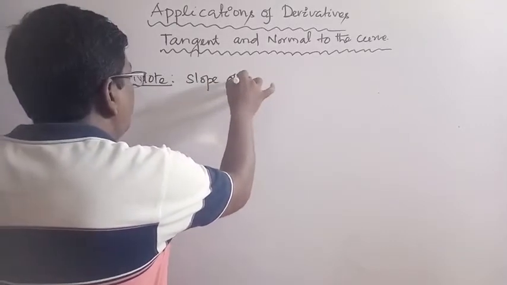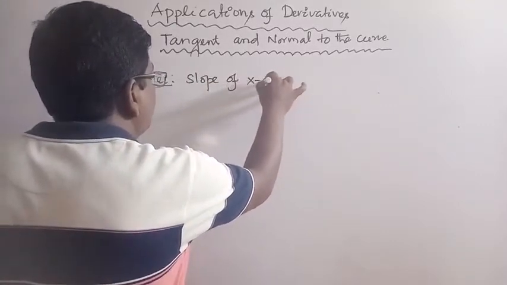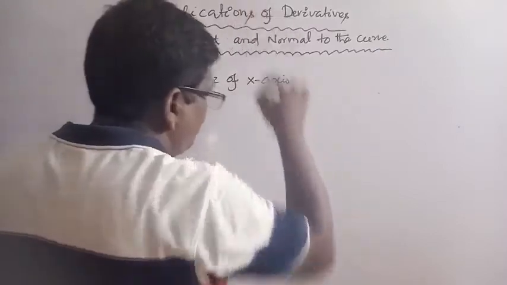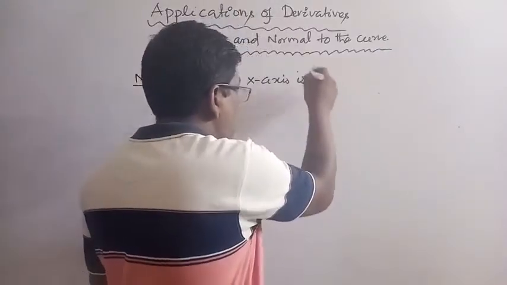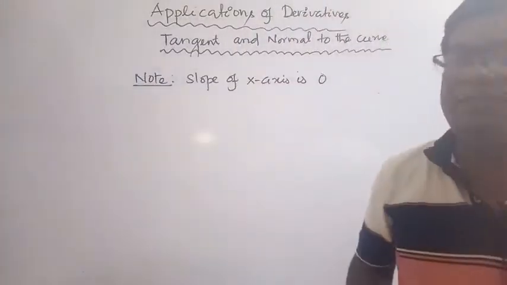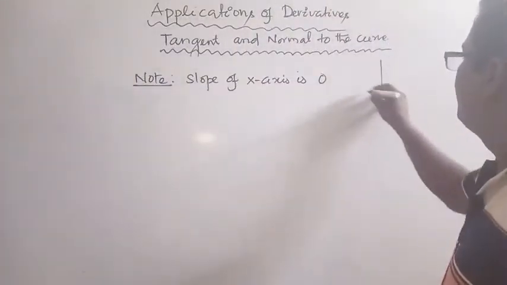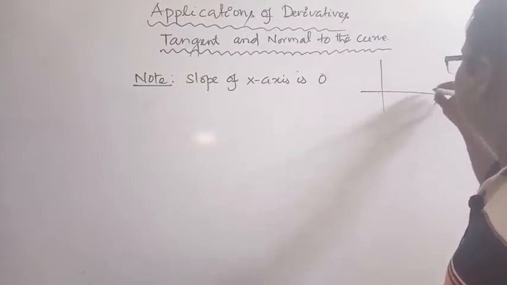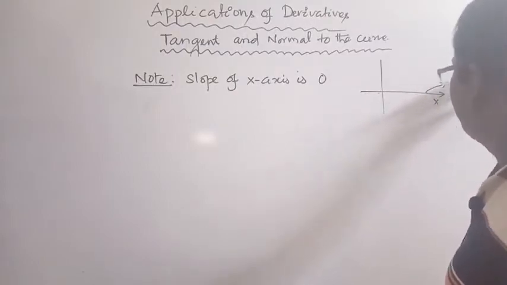Slope of the x-axis. What is the slope of the x-axis? It is 0. Why is it 0? Because this is the x-axis and it is itself a line.